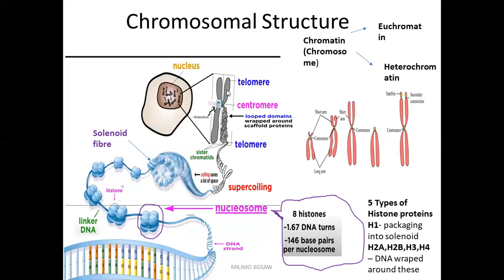and a long arm. You can see there's a short arm and a long arm. The short arm is usually referred to as the P arm, and the long arm is referred to as the Q arm. So it separates into the short arm and the long arm.